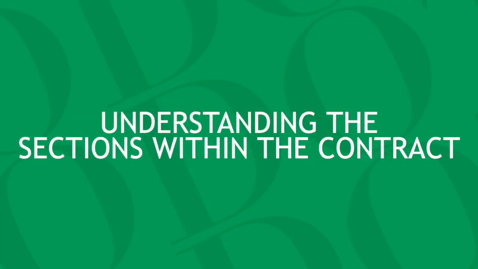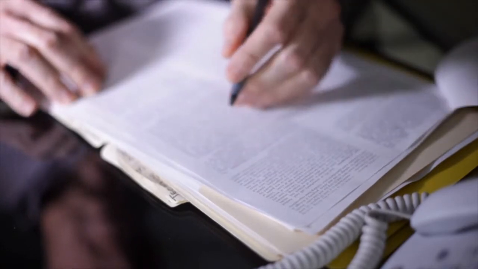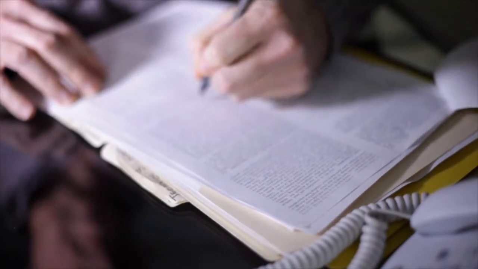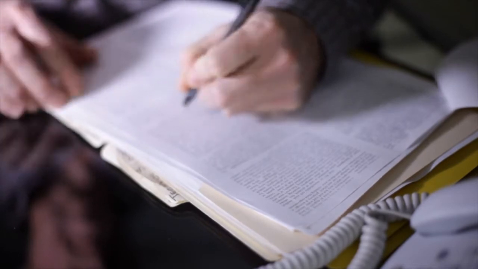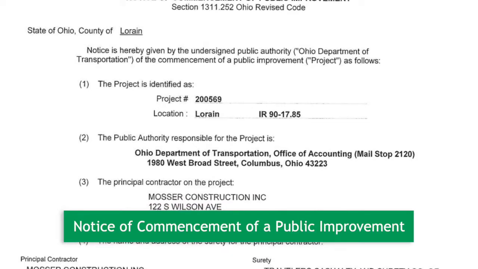Let's discuss the distinct sections of the contract. Each section provides specific information and creates legal obligations for the contracting parties and others. Every prime contractor and subcontractor should be aware of these sections.